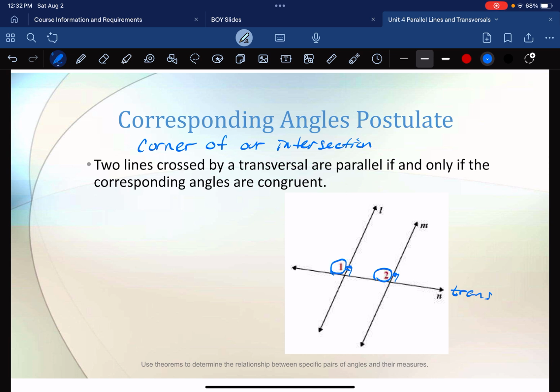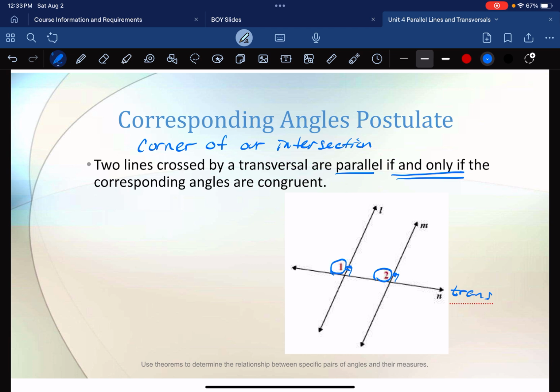So what this is telling us is if two lines, that's L and M, are crossed by a transversal, that's N, and if these two lines are parallel, right, then the corresponding angles are going to be congruent. They're going to be the same measure. Now, the if and only if statement tells me I can work this thing both directions. So not only if the lines are parallel are the angles congruent, but the converse is true. If the angles are congruent, then the lines must be parallel. So I can switch those two around. So this if and only if statement works in both ways. The conditional is true and the converse is true.